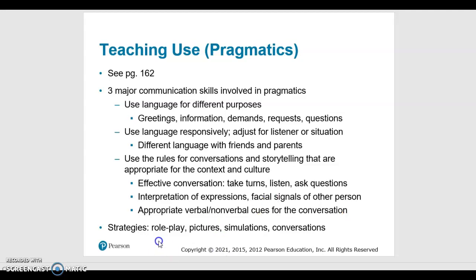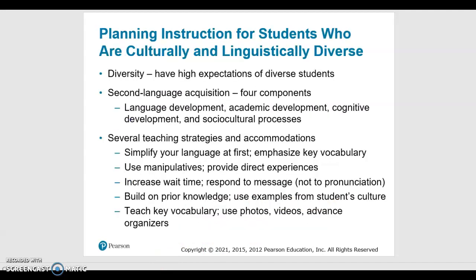And some strategies, role play, picture simulations, and conversations, just like we talked about, and your textbook gives you a lot more ideas. And then you want to think about planning instruction for students who are culturally and linguistically diverse, or CLD learners, right? Diversity, you still want to have high expectations of diverse students, regardless of what their background is, regardless of if they have a disability. You still want to have high expectations.